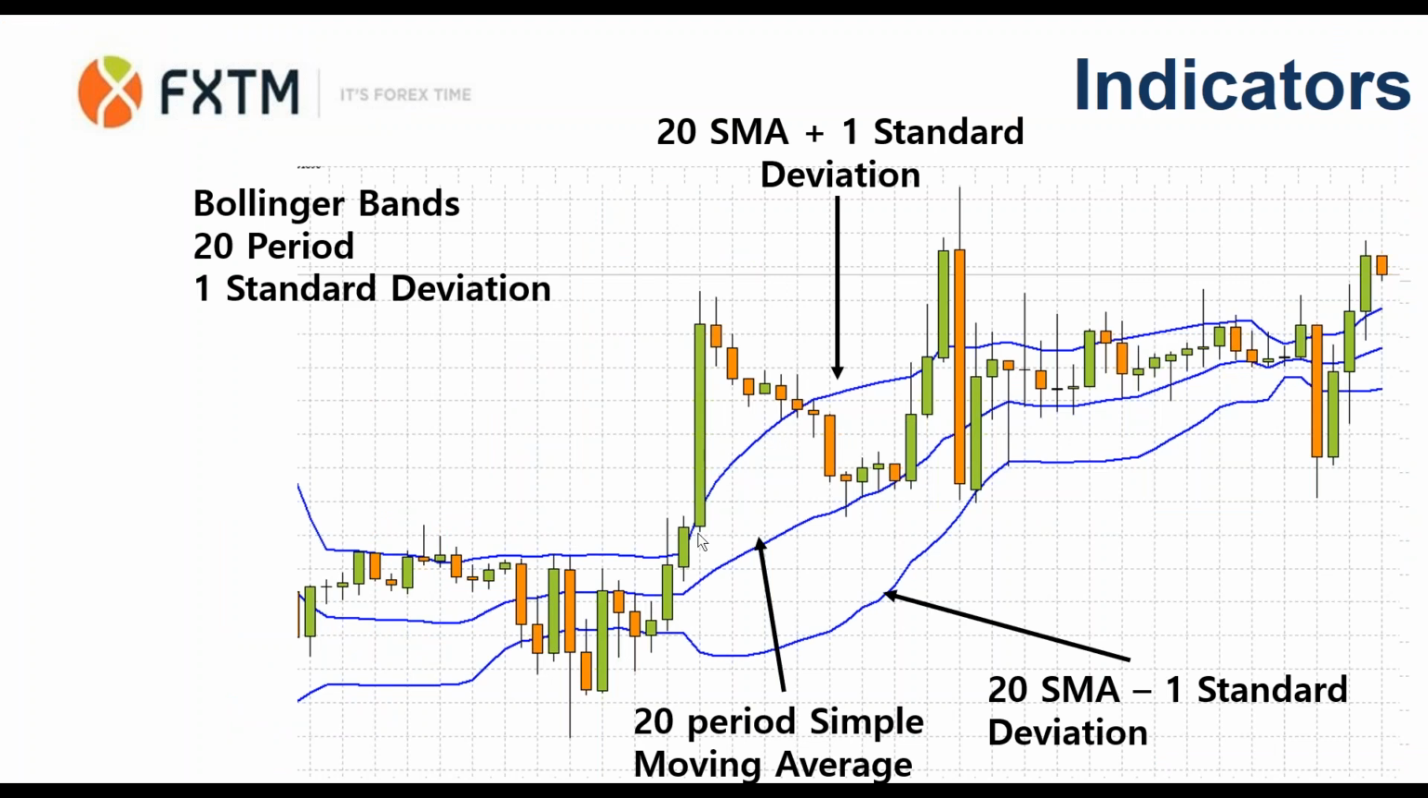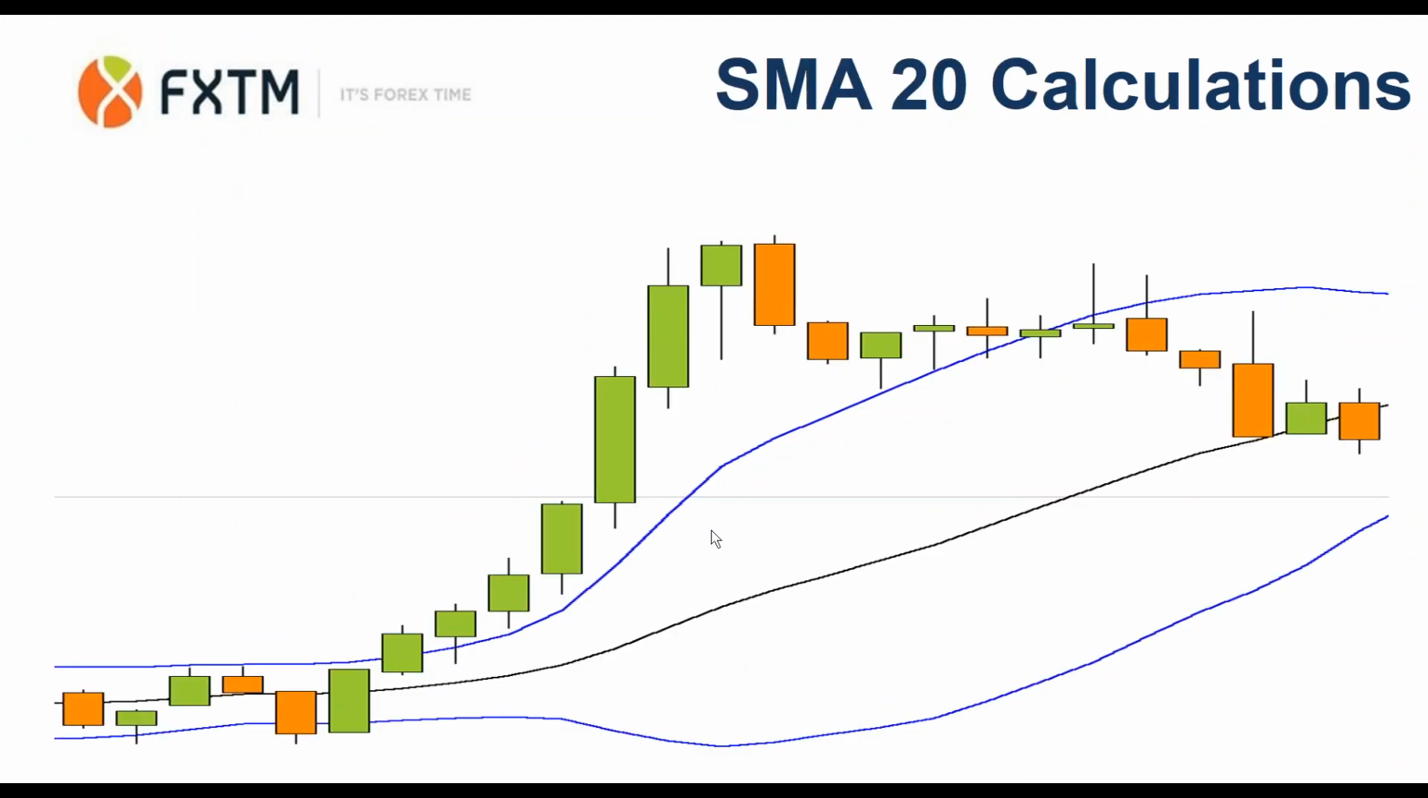Now, how do we calculate? Ladies and gentlemen, this is just a bonus. You do not have to know this. MetaTrader 4 is going to do all these calculations for you. But I'm quickly going to run over how we get the Bollinger Middle Band. That is this 20-period simple moving average. It's very, very simple, guys.